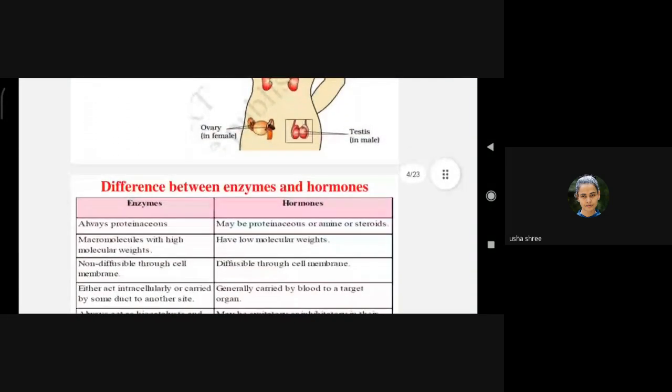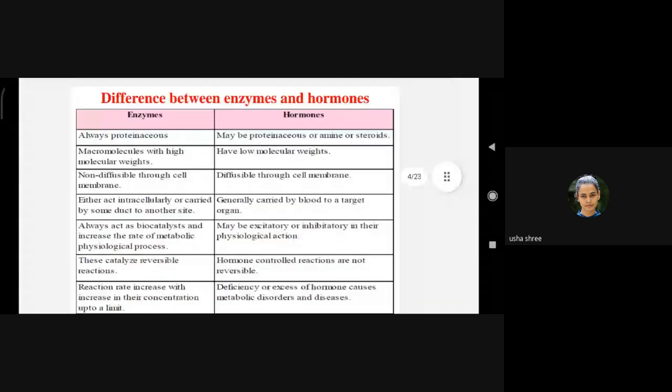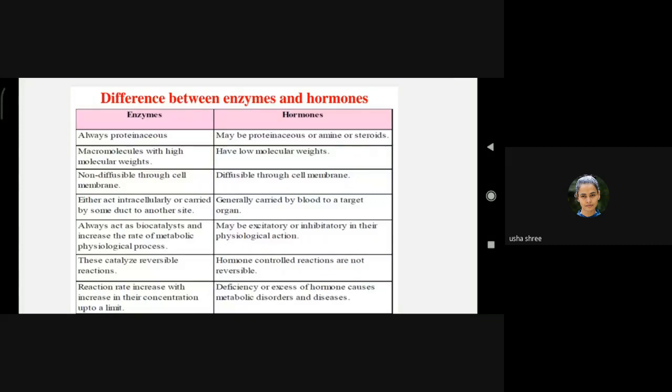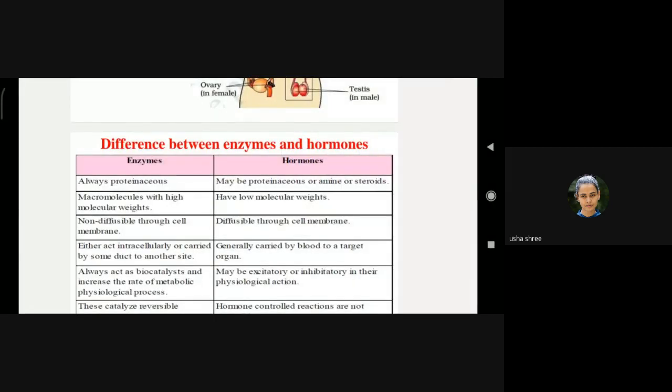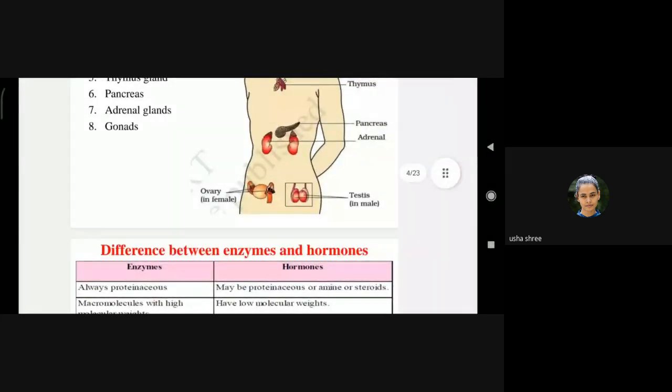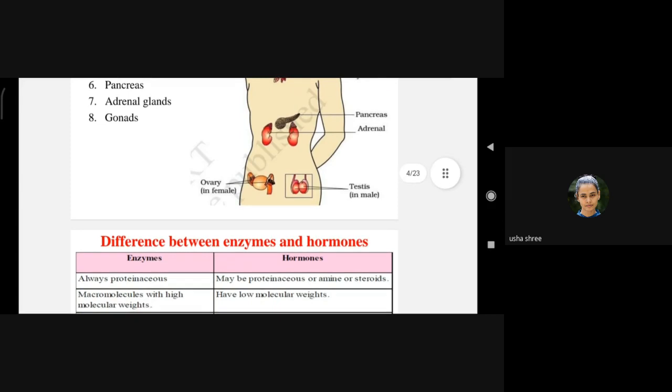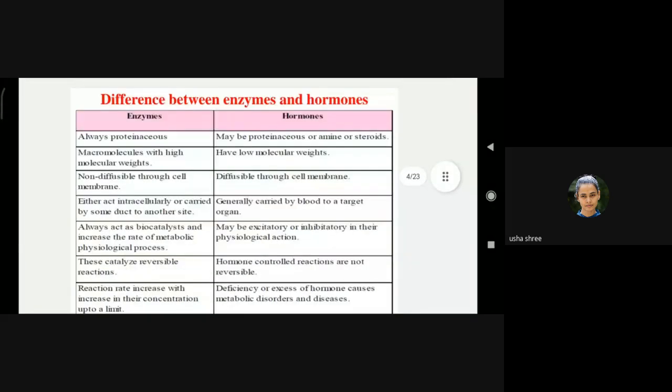Now, the difference between enzymes and hormones. Okay. So enzymes are always proteinaceous, but hormones... The eighth one, yes, after adrenal glands, what was the last one? Gonads. Gonads were the primary sex organs. Yeah, right. Now we are discussing the difference between enzymes and hormones.